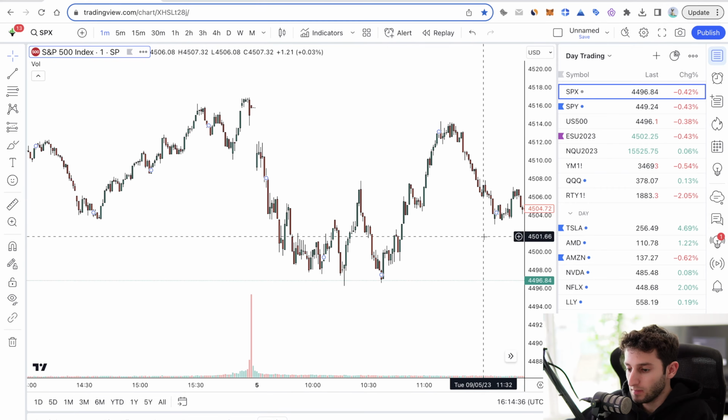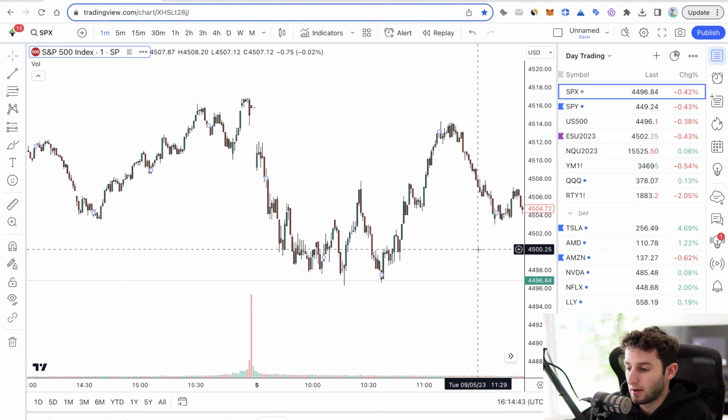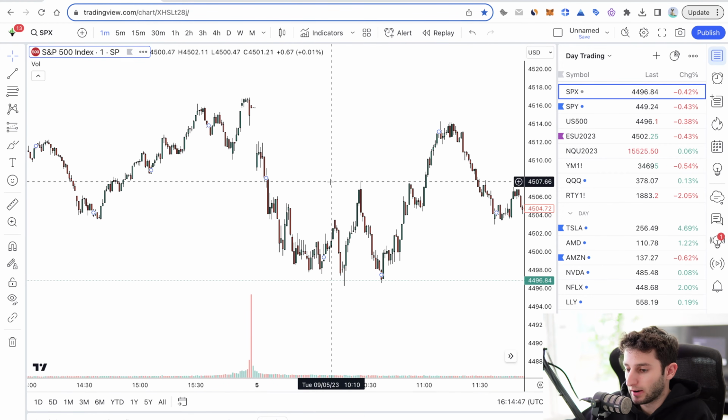So, the basis of this trade really comes down to market structure, okay? It's very important that you understand market structure, basically trend, okay? If you can do this, you can make a lot of money simply trading SPX.